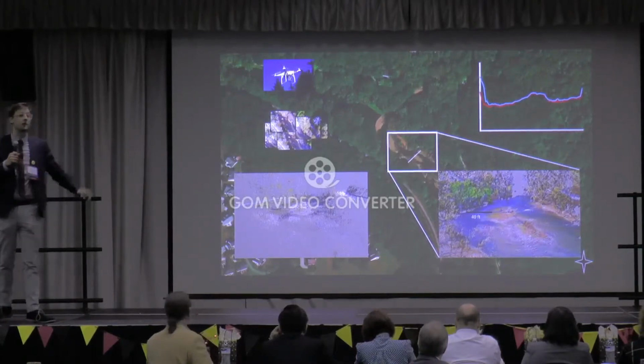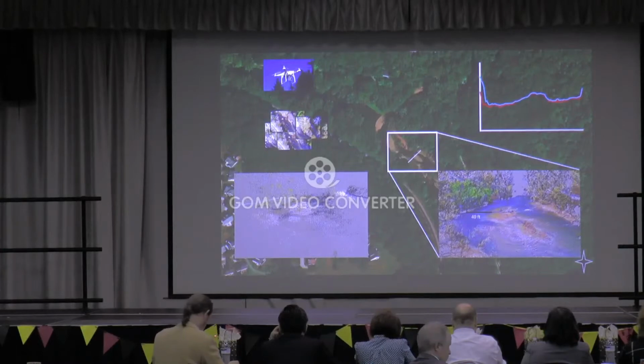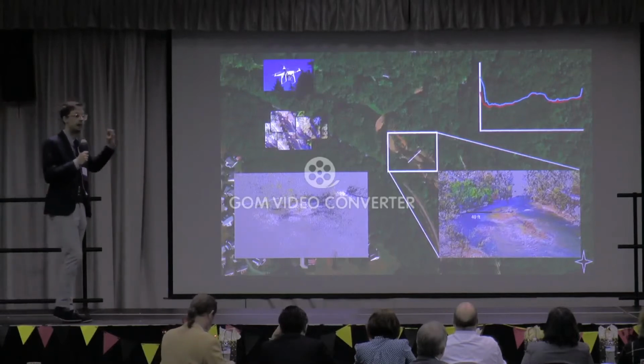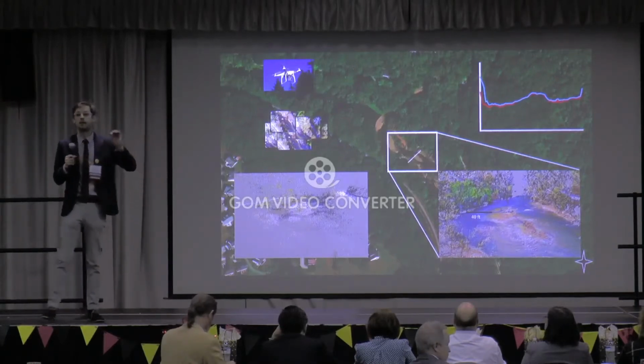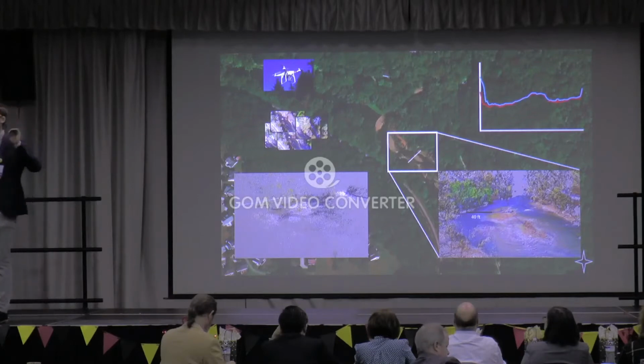If you look at the graph on the top right, I've plotted water depth as a function of distance along the channel. The red line you see is ground truth data. This is data I collected in the field. And the blue line is the depth extracted from the 3D model alone. And this information is striking.